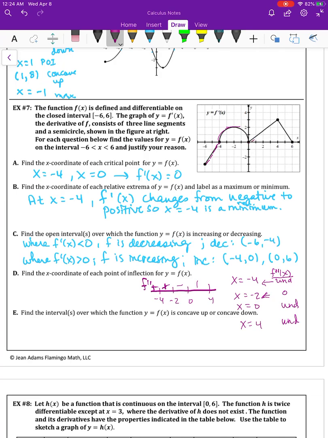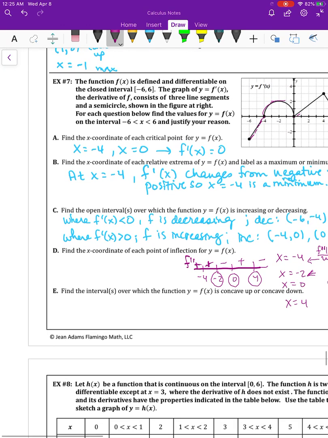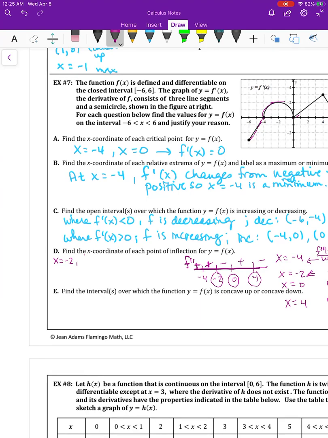Then it goes to 0. Then it goes minus. From negative 2 to 0 is minus. And then it goes plus again from 0 to 4. And then it goes minus after 4. So this is going to be a point of inflection because it changes from plus to minus. This is going to be a point of inflection, changes from minus to plus. And this is going to be a point of inflection, changes from plus to minus. So the x-coordinate of each point of inflection is what we need to put in here.